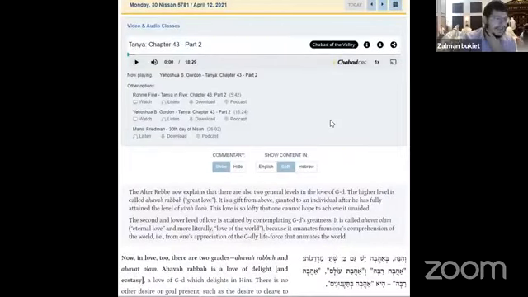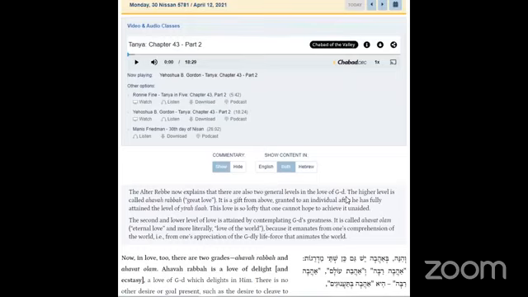Okay, we're continuing in Tanya. We're in chapter 43, Mem Gimel. Yesterday we talked about the two types of yira, right? We had yira tata and yira ilah, and in yira tata, the lower level of yira, we had two levels in that as well. And we talked about how, if you don't have the lower level of yira, you can't get to chachma, and in order to get to the higher level of yira, you need to have chachma. So you have to go through the lower level of yira to get chachma, and then once you have chachma, you can work to get the higher level of yira.